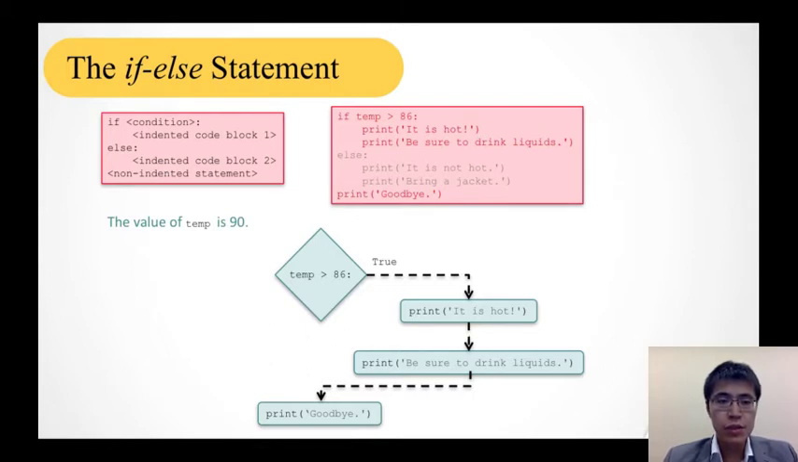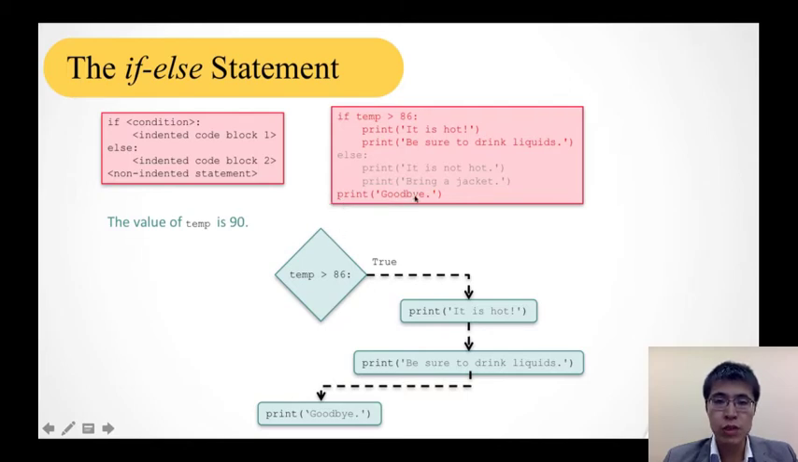If the temperature is 90, what do we do? 90, we check the condition, and temperature 90 is larger than 86. The condition is true, so we do the first code block. So we print it is hot, print be sure you drink liquids. And then we jump over the else component. We directly fall into print goodbye, because print goodbye does not belong to the if-else statement. It is without the indentation.